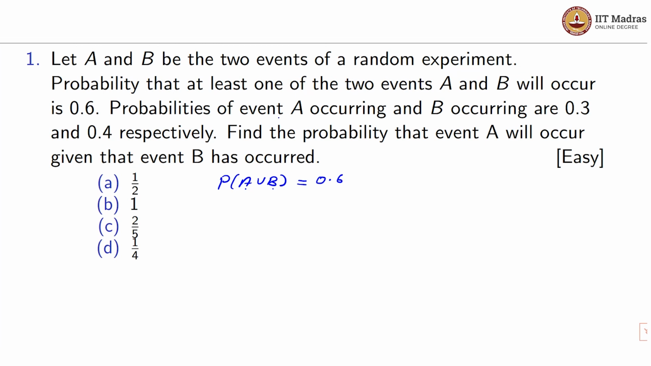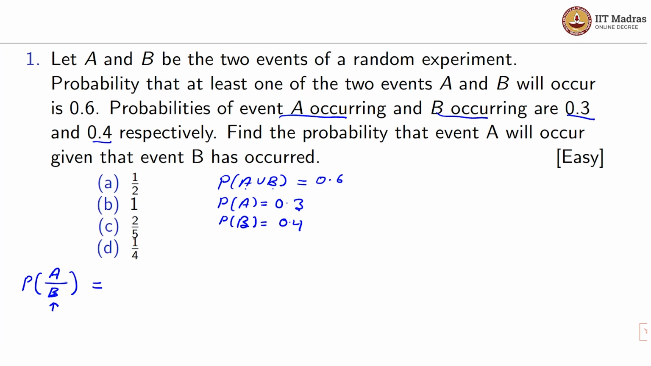The probabilities of event A occurring and B occurring are given as 0.3 and 0.4 respectively. That is, P of A is 0.3 and P of B is 0.4. Now the question is, find the probability that event A will occur given that event B has already occurred. That is, it is conditional on B. So we are to find the value of P A given B, that is, if event B has already occurred, what is the probability that A will occur?